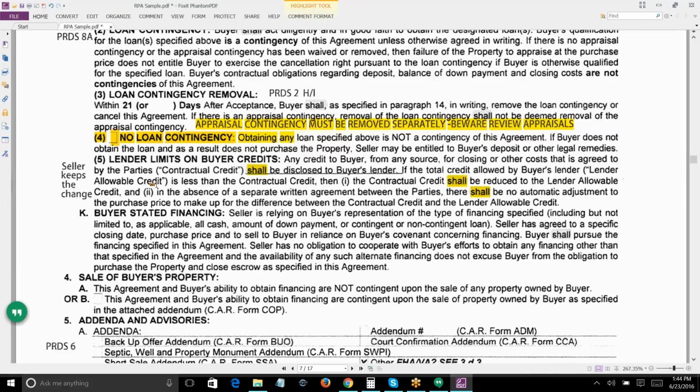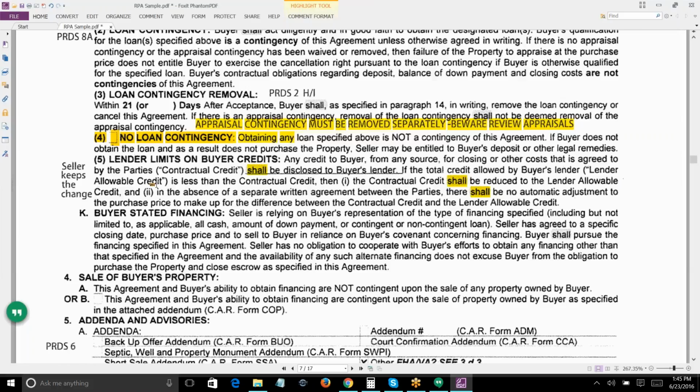Buyer shall pursue financing specified in this agreement. That's what it says. Seller has no obligation to cooperate with buyer's efforts to obtain any financing other than that specified in the agreement, and the availability of such alternative financing does not excuse buyer from the obligation to pursue the purchase of the property and close escrow specified in this agreement. And I've had people say, I don't see where it says what you said it says. But what this actually says is, if we close, it's all good.